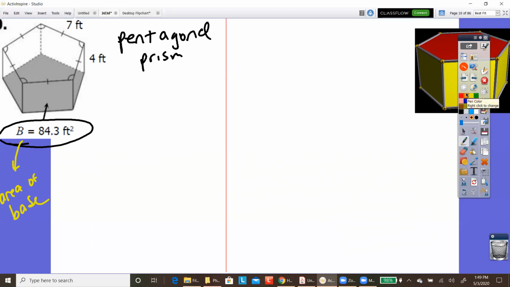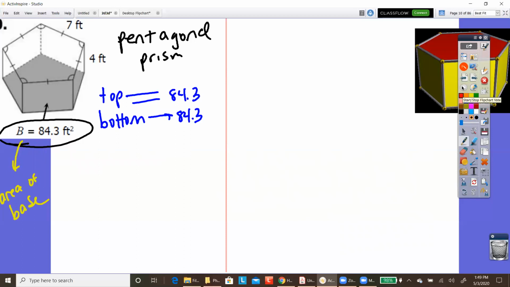And if the area of the pentagon on the bottom is given, the area of the top pentagon would be the same. So the top area, they're giving it to you, is 84.3, and the bottom area is also 84.3. Again, they gave it to you. They were very nice. Now, as far as the lateral surfaces, because this is a regular pentagon base, then all of these rectangles along the lateral surface are all going to be the same.